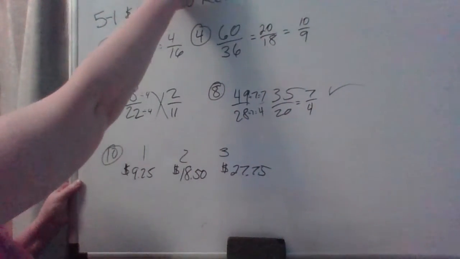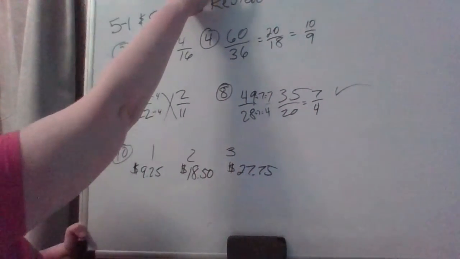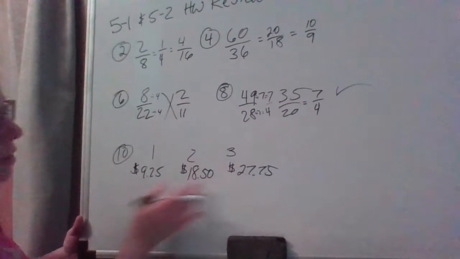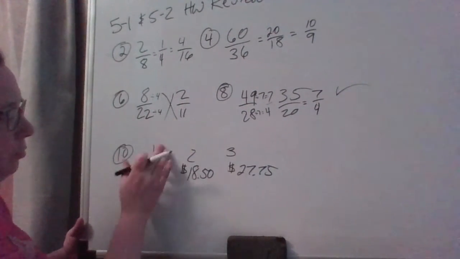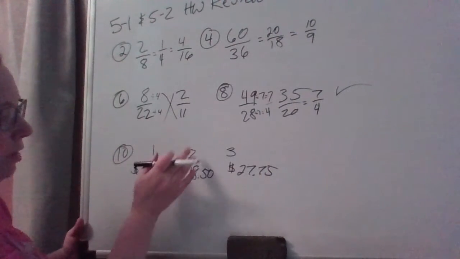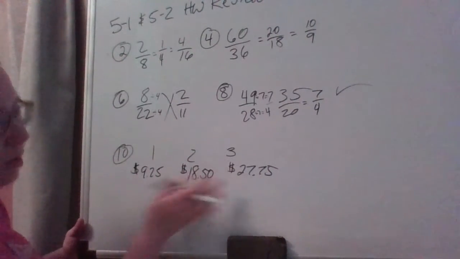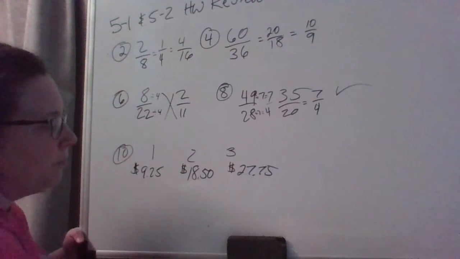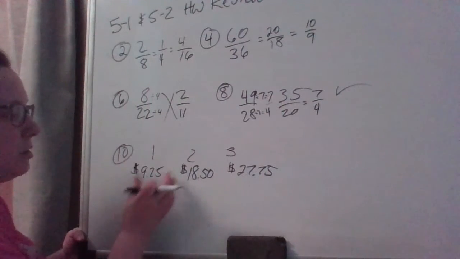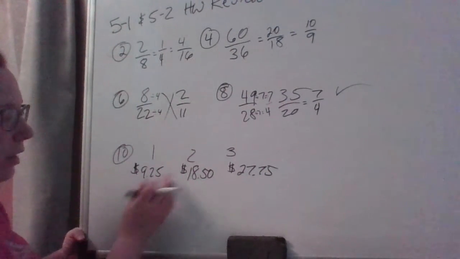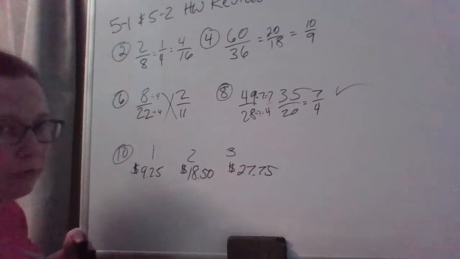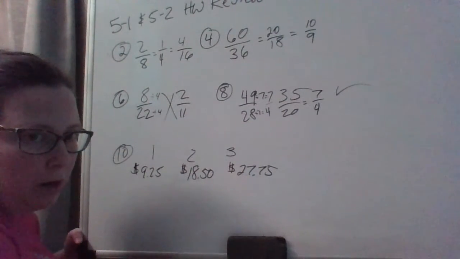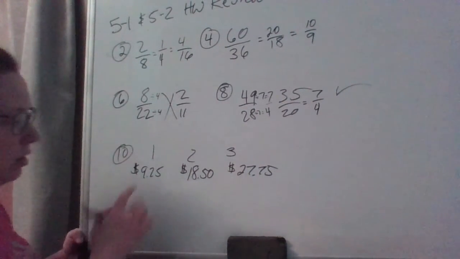Number 10 is talking about movie tickets, and they're trying to decide if this table that they gave you is proportional or not. So they're telling you that for one movie ticket it costs $9.25, 2 costs $18.50, 3 costs $27.75. These are proportional because this is consistently going up by $9.25 each time. The next thing that they ask you is, if those are proportional, how much are 6 movie tickets going to cost?